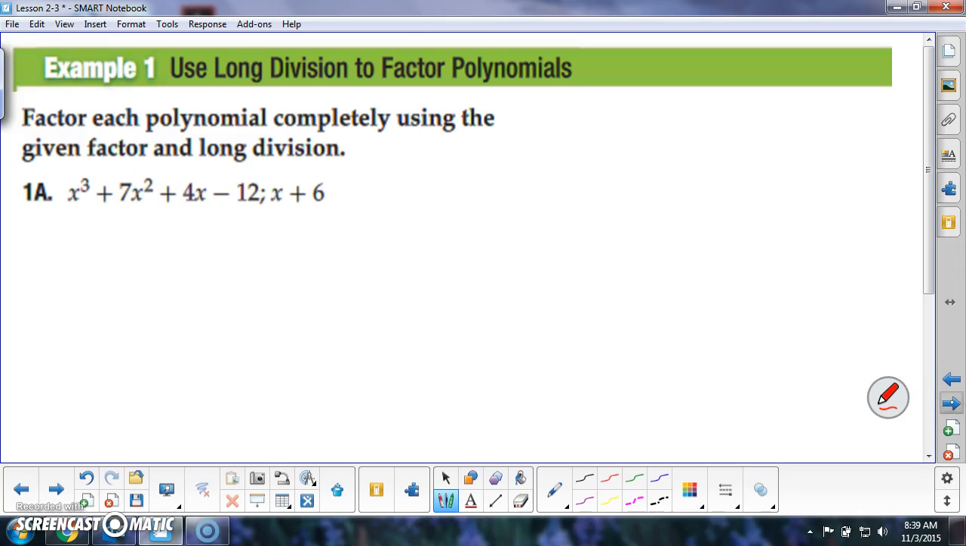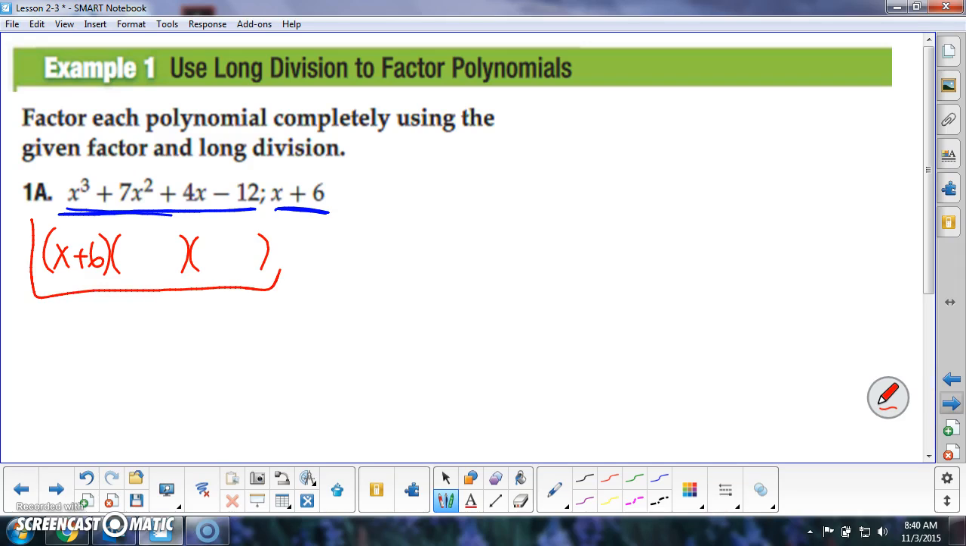Try another example the same way. They're giving us a third degree polynomial right here. And they're telling us that one of the factors is x minus 6. So my final answer is going to look like this, x minus 6. And then I'm going to have two more sets of parentheses. That'll be my final answer. We've got to find those other two. We'll do that by using long division.